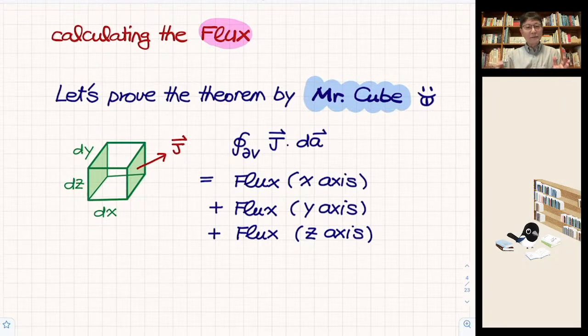So Mr. Cube has six sides. And thus, there are six ways that you can flow out of this volume. So we're going to calculate the flux pair by pair, by three pairs of surfaces. The one that I highlighted in green is the flux through the x-axis. And there are also the flux through the y-axis and the flux through the z-axis. So you can see that this surface integral can decompose into three different terms. Let's just look at the first term first.